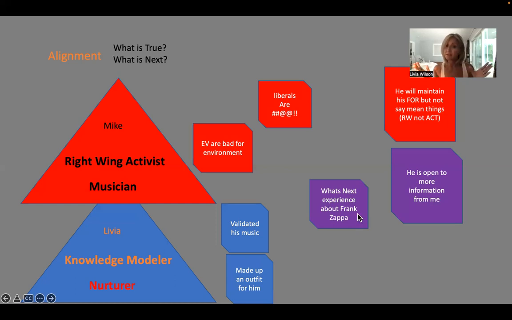Now, all of a sudden, he doesn't see me as one-dimensional, because he sees me as someone nurturing and someone who maybe shares some perspective about him that he would not have expected, because we shared this. So now he might still maintain his frame of reference, right? He still might be a right-wing activist and a musician, but he might not be as likely to be actively calling people names, because now he has an example of someone with whom he might not want to sever his relationship. So he's open to more information from me.